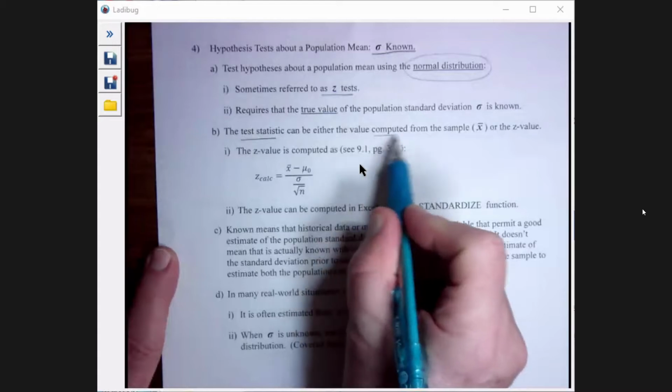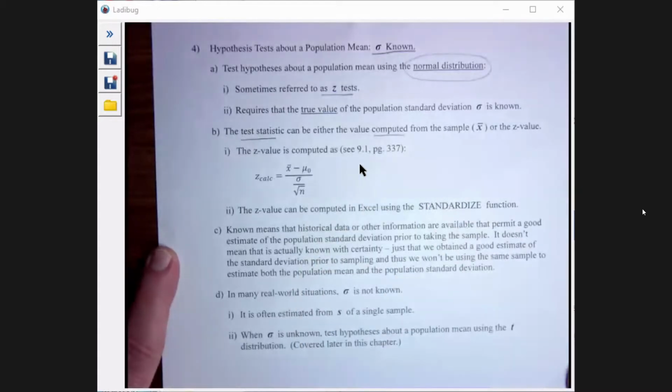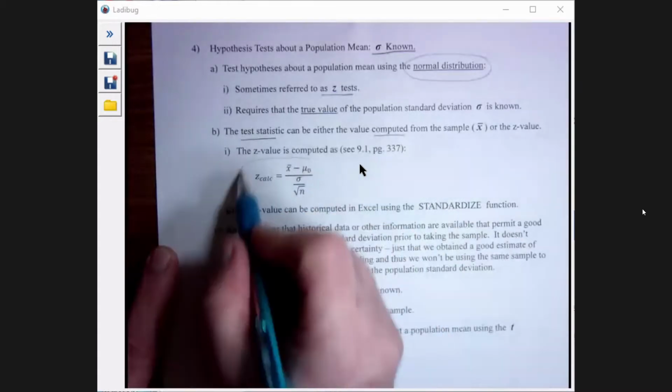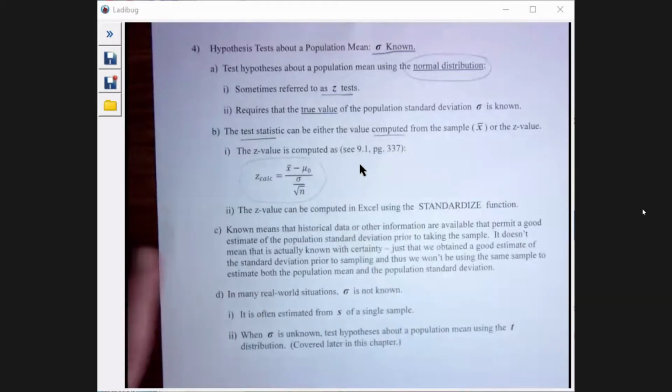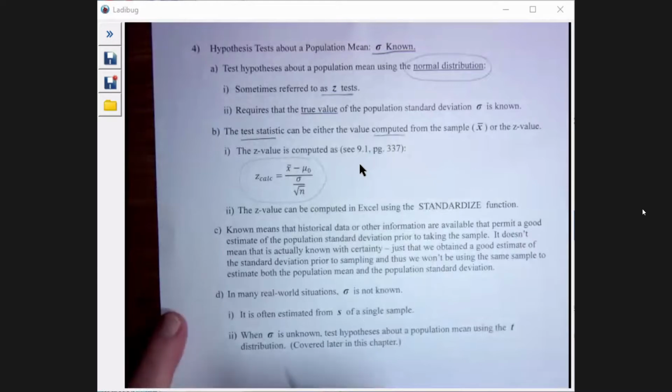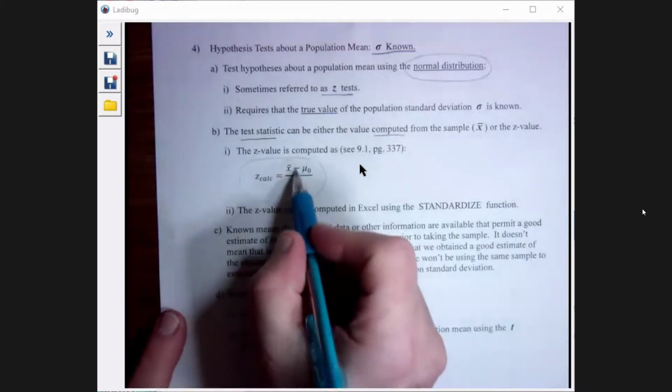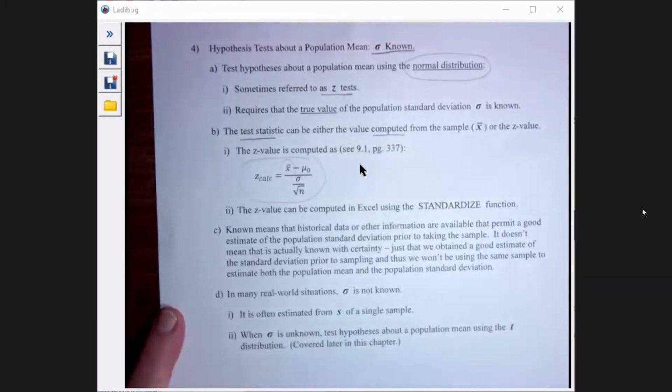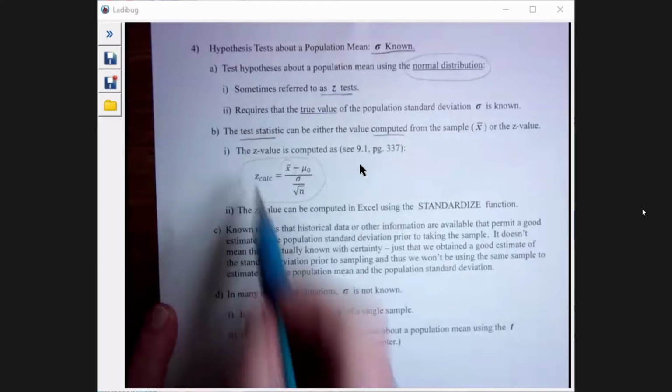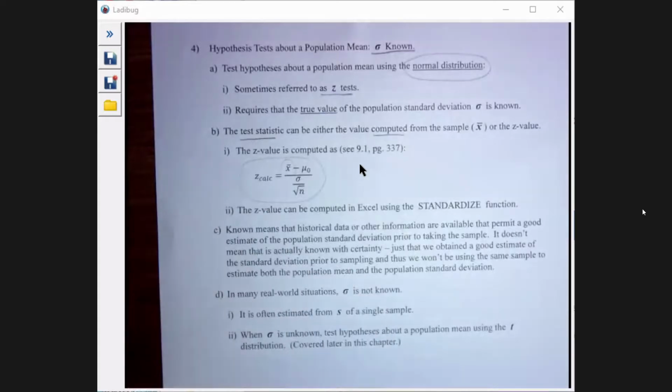Whenever you're asked to compute a test statistic, they want you to do this. This is the test statistic. Z-calc is the test statistic. It's basically the sample statistic converted to a z-value. And we've done z-values a lot. We started doing z-values back in unit 1, and we did them in the last unit.